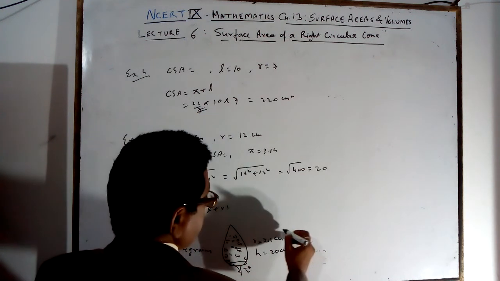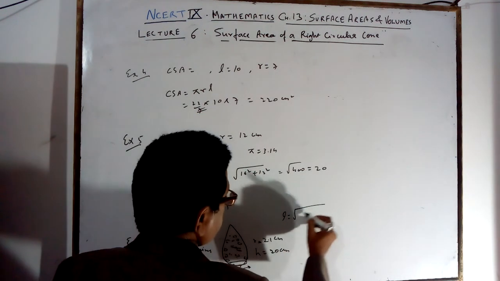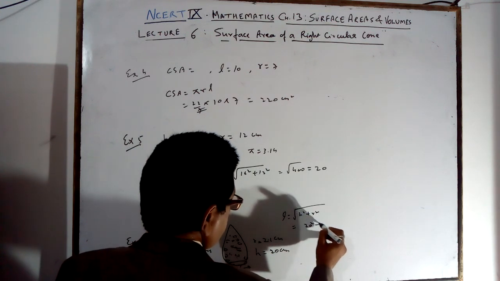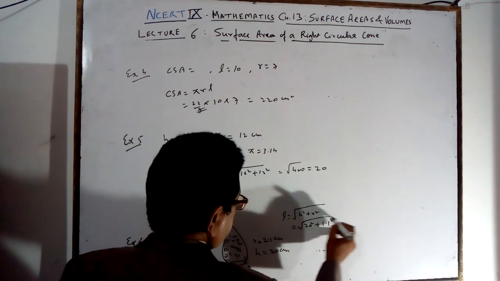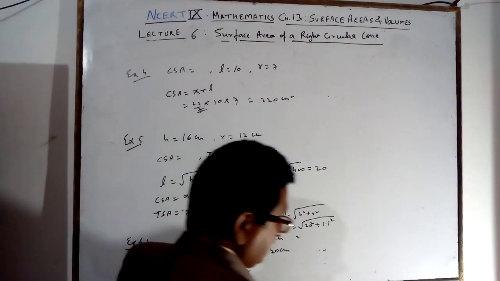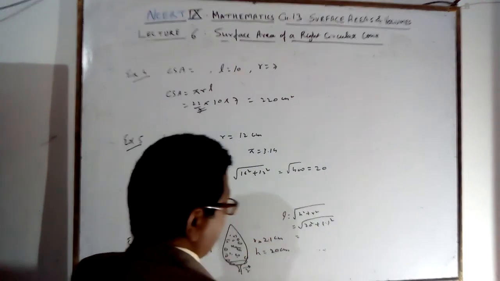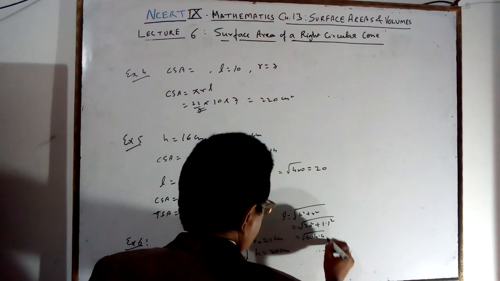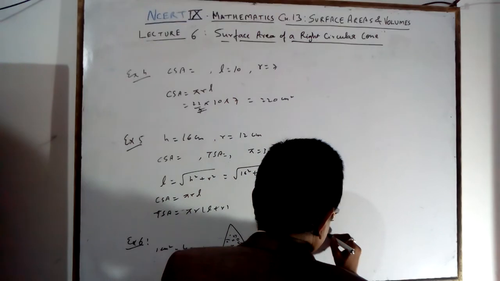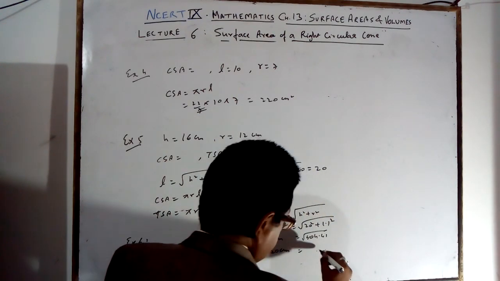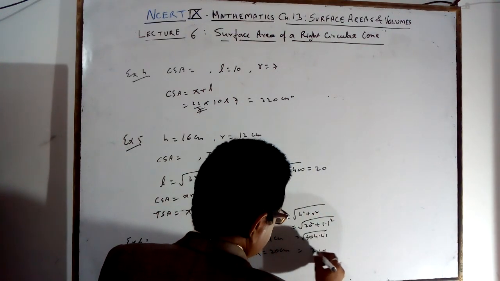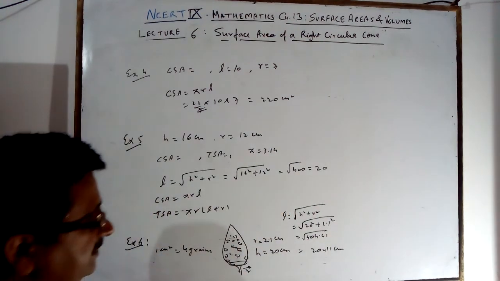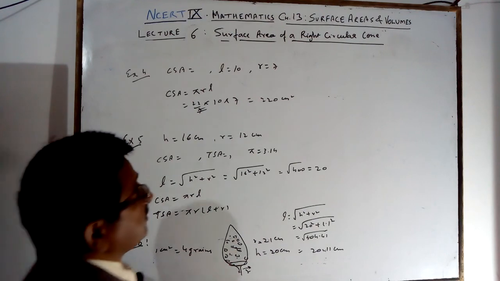By this you will calculate the slant height. Slant height is the square root of h square plus r square, 20 square plus 2.1 square. You will get 404.41 centimeter square, which gives approximately 20.11 centimeter. That is the slant height. When you get the slant height, you can get the CSA.